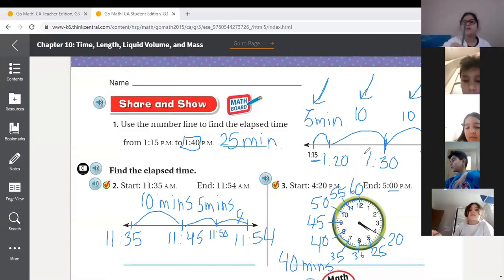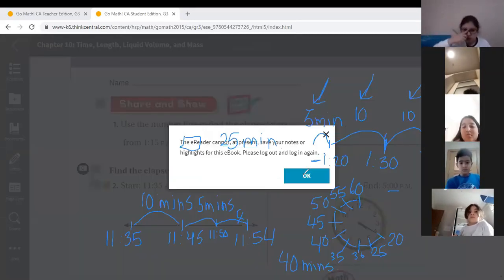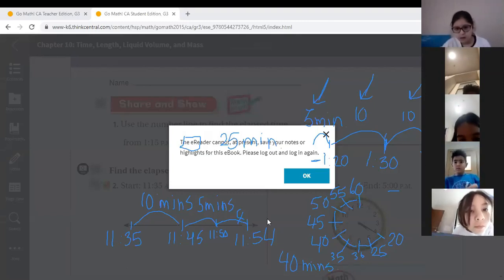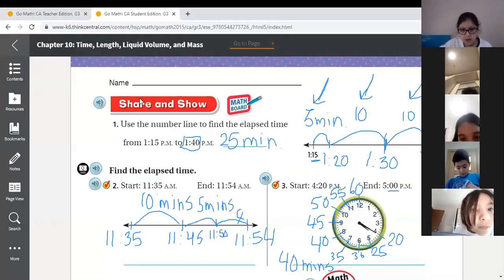So I want you guys to take a picture for the rest of the page so I can correct it for you. And for this page, 417, you can send it on Class Dojo so I can correct the independent work.